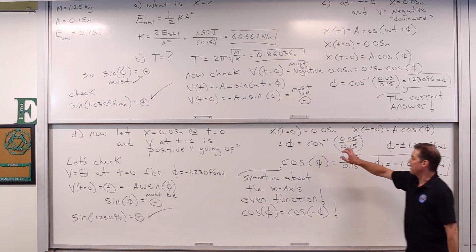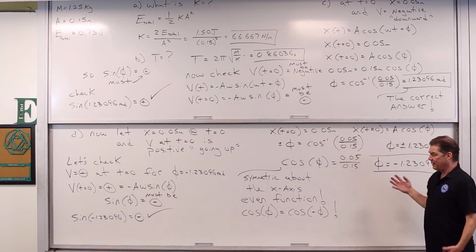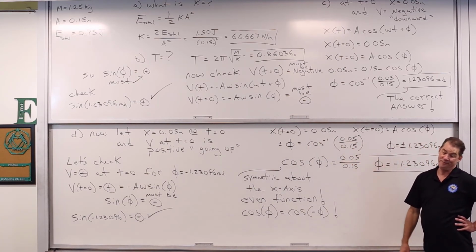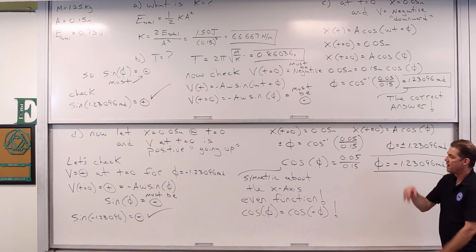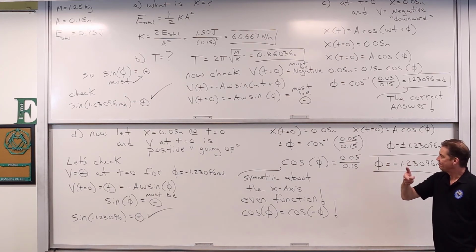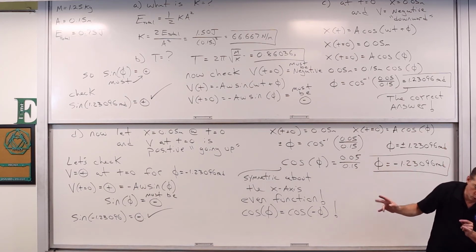So you need to know its initial position at t equals 0 and the direction that it's moving at t equals 0. And that's it. You can figure out what the phase constants are from there. Phase out constantly.